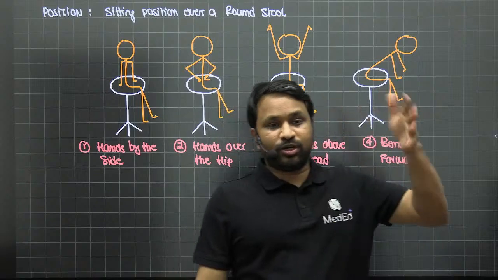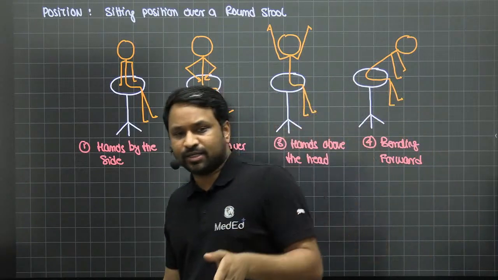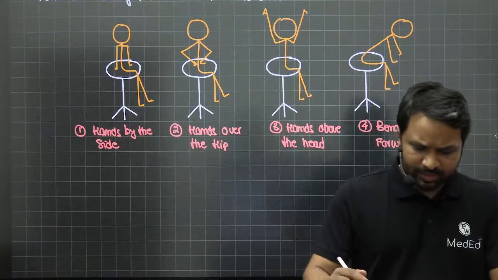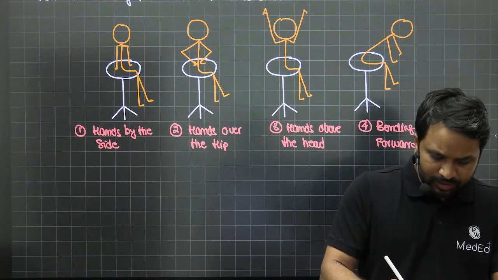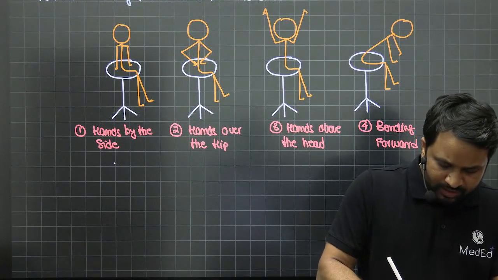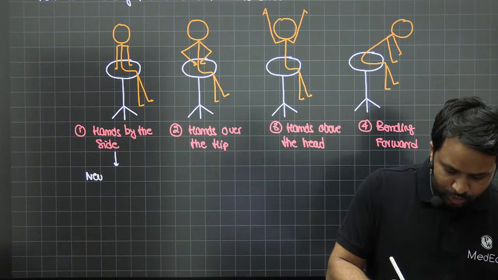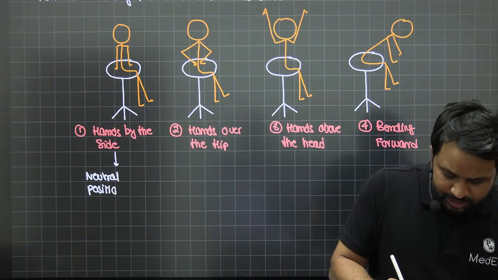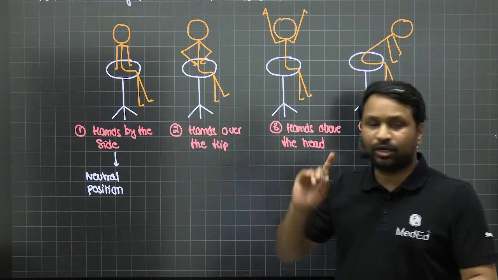So we have 4 different positions. You have the hands by the side, hands over the hip, hands above the head, and bending forward or leaning forward. The position with hands by the side is what we call the neutral position. In this neutral position, all the inspectory findings should be evaluated.